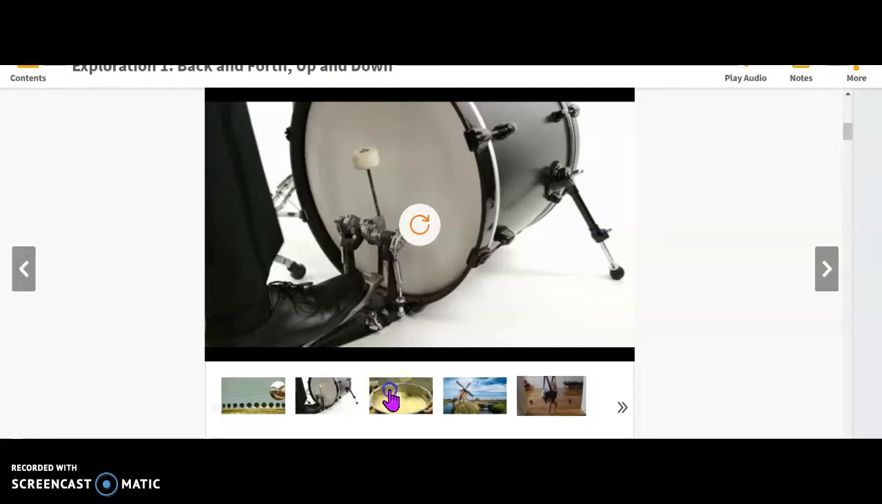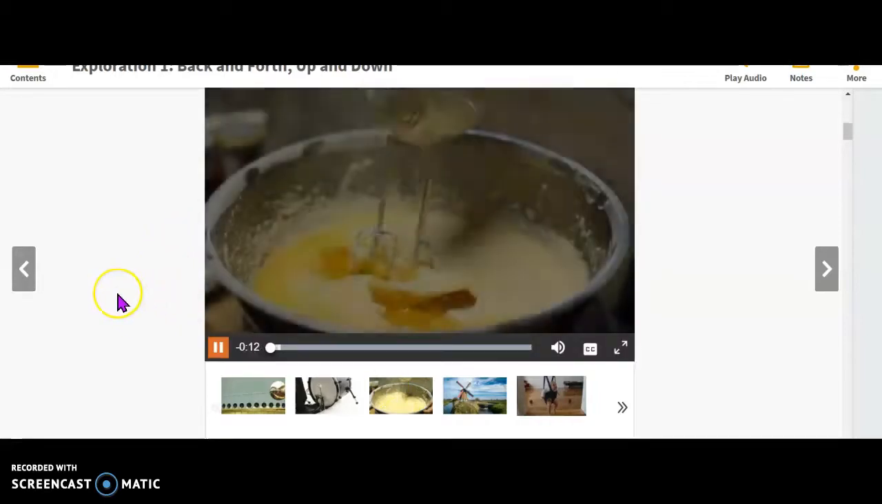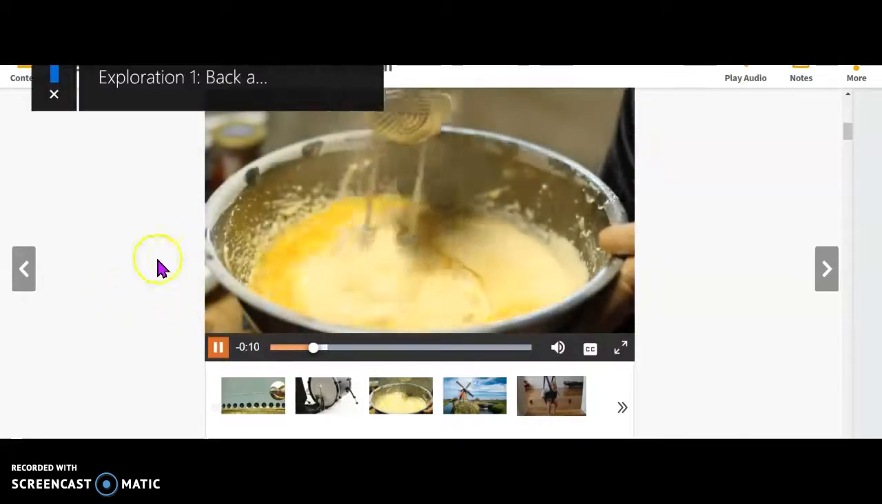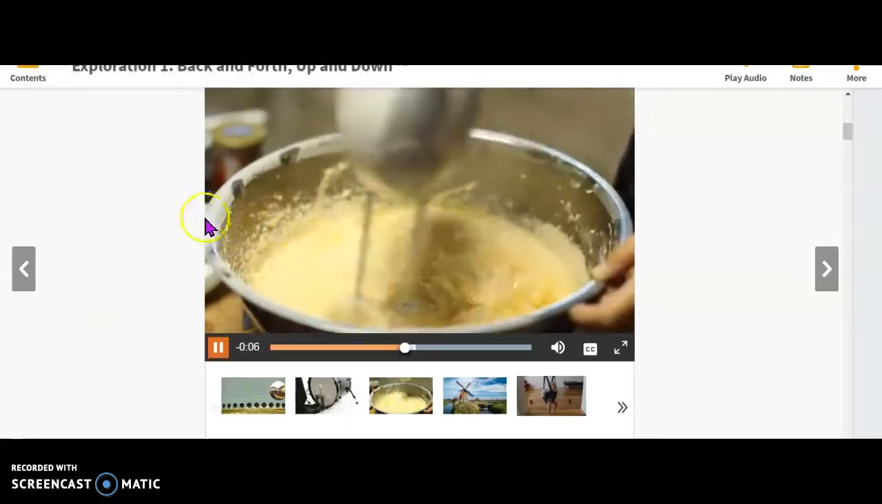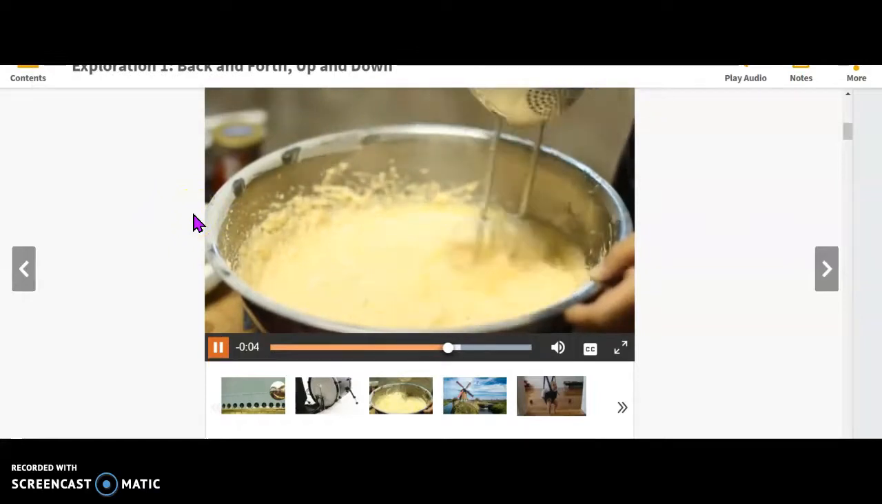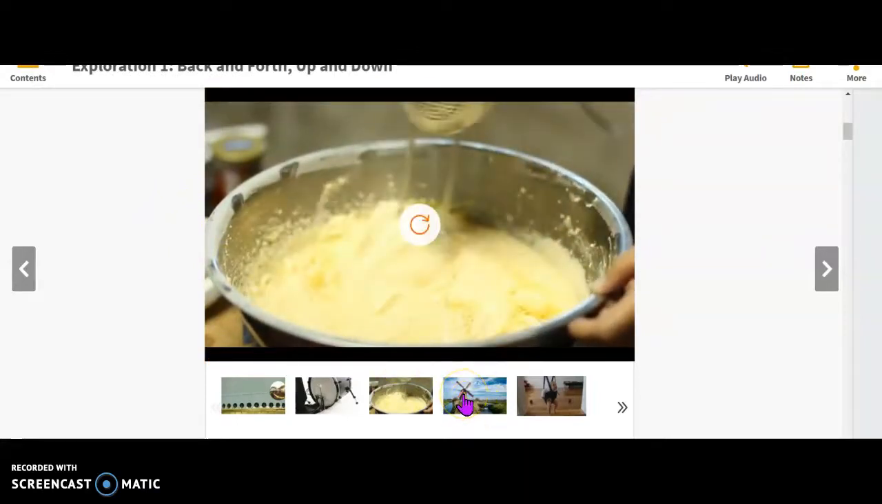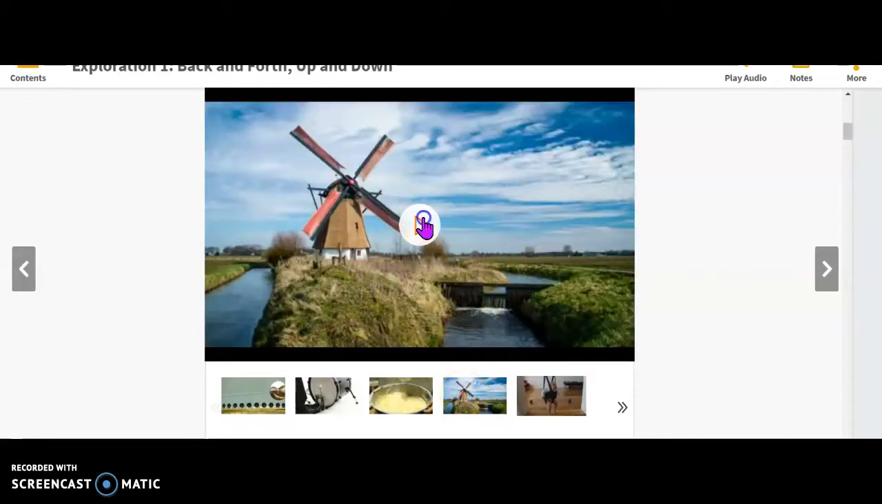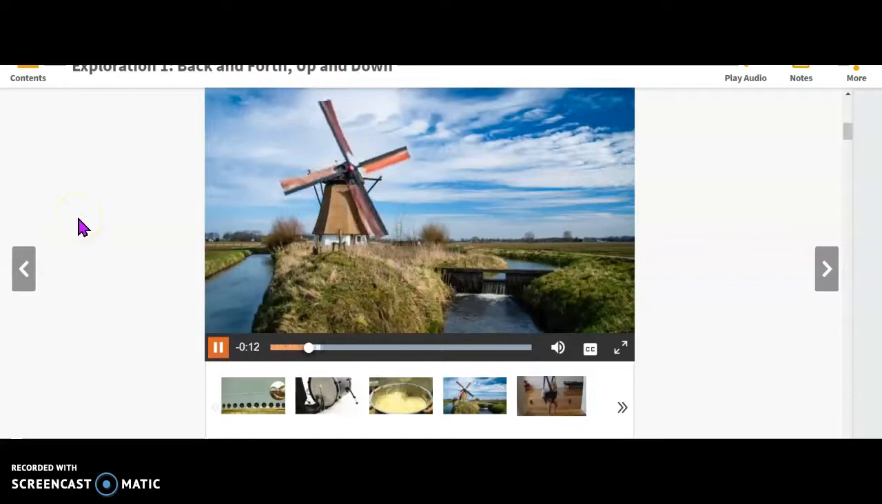Letter B shows you a picture of 2 kids and they're using a hand mixer. Okay, notice what's happening here. What type of motion is this? Is this back and forth? Is this spinning? Is this up and down? Or is this zigzag? They also have a picture of a pinwheel. This is a windmill, so it's a little different. But what type of motion do you see both of these having?